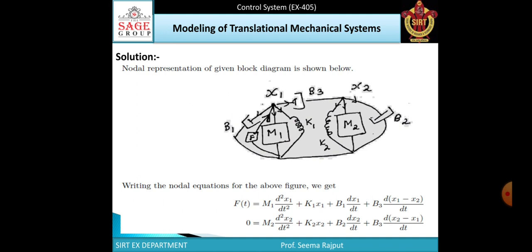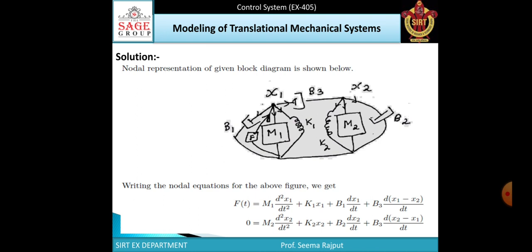So we have to put the B1 damper, mass M1, force F and spring K1 in the displacement x1, and put the mass M2, spring K2 and damper B2 in displacement x2, and the last damper B3 is connected between x1 and x2. So we have to write the equation of that particular representation.